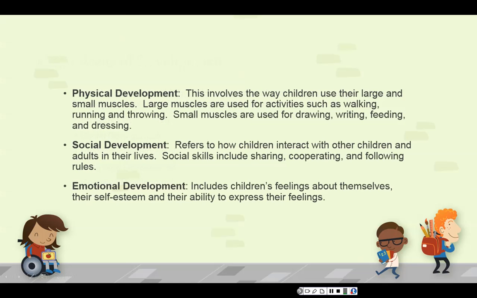So first of all, we'll talk about physical development. This basically involves the way that children use their large and small muscles. The large muscles are the muscles that we use for walking, running, throwing, climbing, and as children get older, biking, tricycling, scootering, and skateboarding. All of these are large motor development, or what we consider gross motor development.